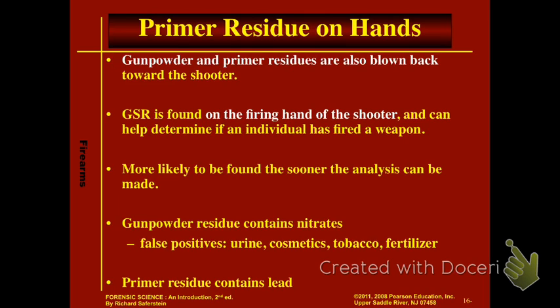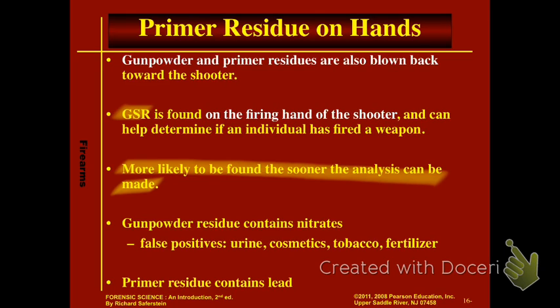GSR, gunshot residue, is found on the firing hand of the shooter and can help determine if an individual has fired a weapon. It's sort of common sense, but it's more likely to be found the sooner the analysis can be made. Otherwise, you run the risk of having the person wash their hands or it just wears off over time.